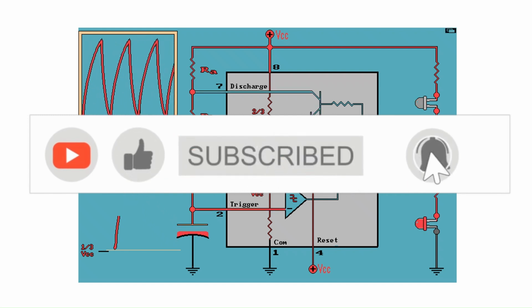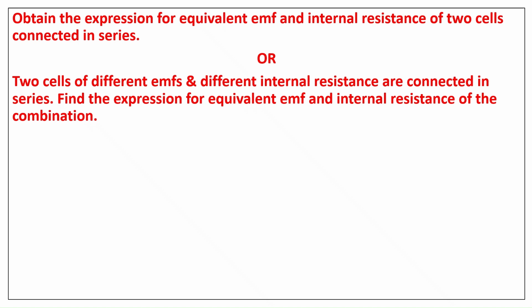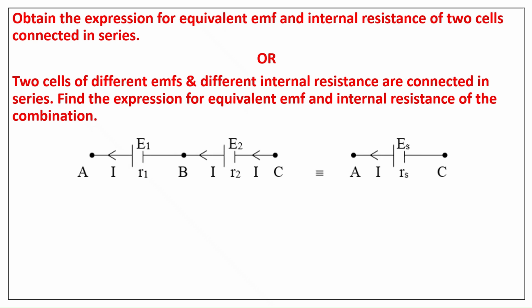Let's start. Obtain the expression for equivalent EMF and internal resistance of two cells connected in series. Or, two cells of different EMFs and different internal resistance are connected in series. Find the expression for equivalent EMF and internal resistance of the combination.